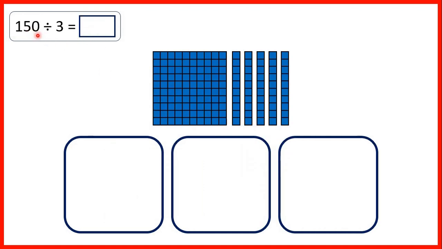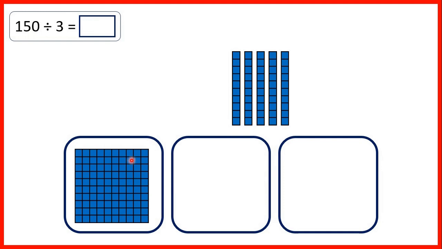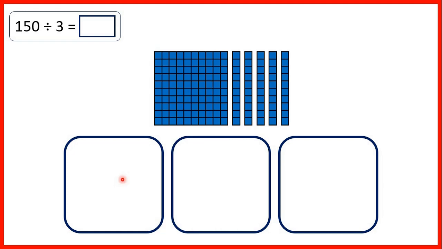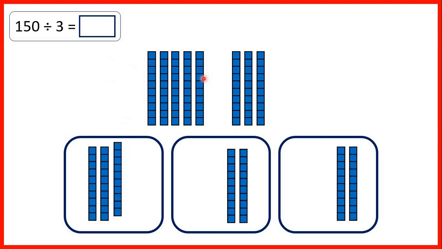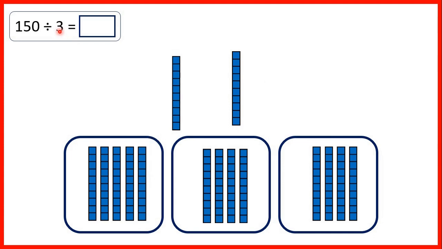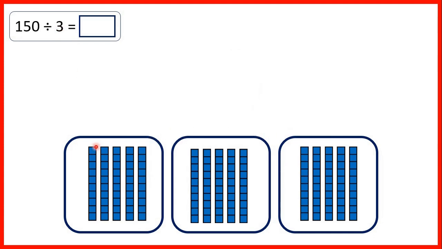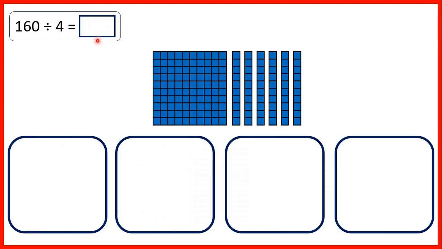Then we had 150, so that's 15 tens. But we can't share out our 100 block, because when we divide, we need to make equal groups. Instead, what we can do is exchange our 100 for 10 tens, and that gives us 15 tens to share out. We're sharing into 3 groups because we're dividing by 3, and we get 5 tens in each group, so our answer is 50.